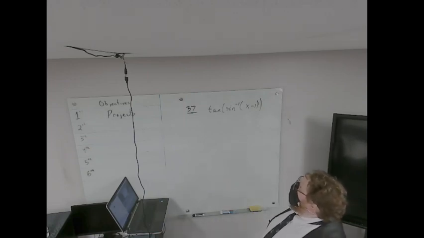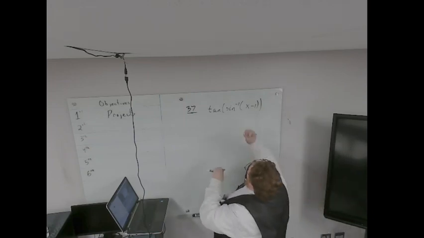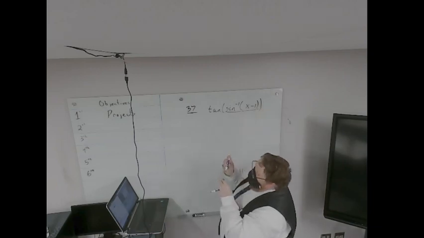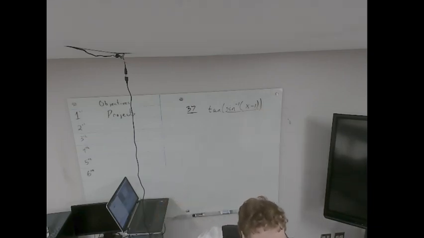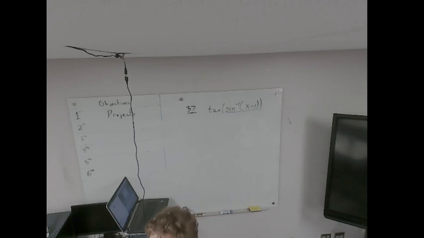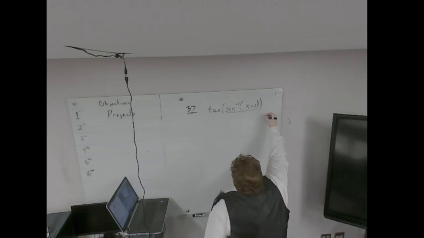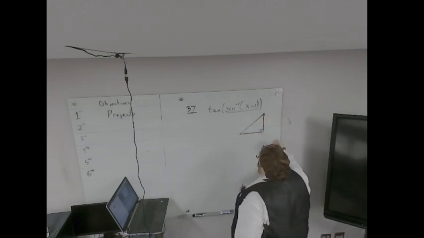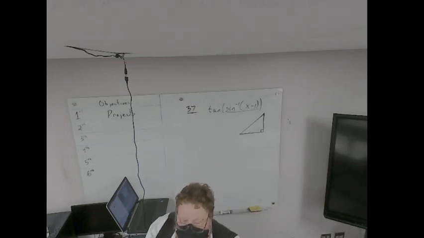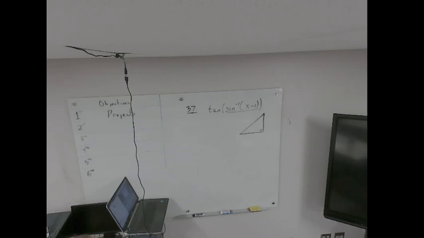I'm going to take this inner piece, the sine inverse of x minus 1, and attempt to use it to draw some kind of triangle. And with that triangle, I'm going to attempt to find the tangent of that triangle. Here we go. Let's start with, I draw a triangle. Now you can take the information that is in this column, the x minus 1, and put it into the triangle.